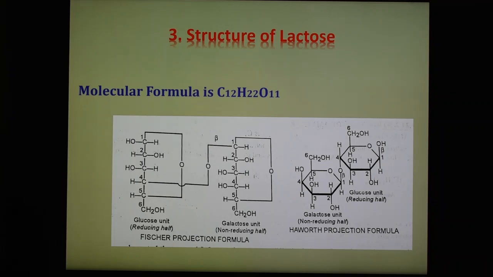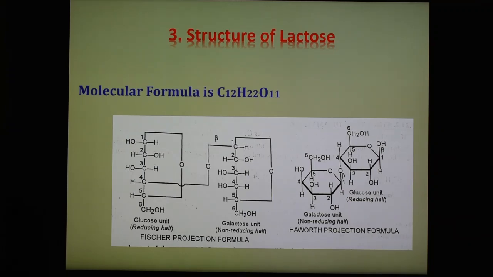compound. Lactose is hydrolyzed by the enzyme lactase, as shown in the slide, which is specific for the hydrolysis of beta glycosidic linkage. The structure is shown, and the alpha and beta forms of lactose differ in their configuration at the anomeric carbon marked by the asterisk shown in that slide. So this is the structure, with the Fischer projection formula and the Haworth projection formula, both for lactose.